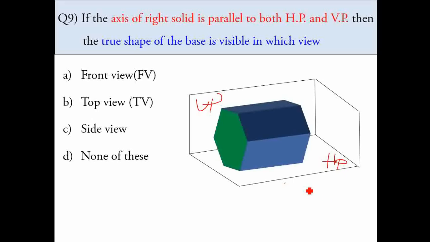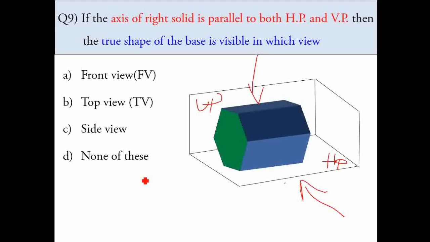When we observe from this direction, the front view, its image is created on the VP, and when we observe from the top view, the top view image is created on the HP. But from the front view and top view, the true shape of the base is not visible. The true shape of the base is a hexagonal structure.